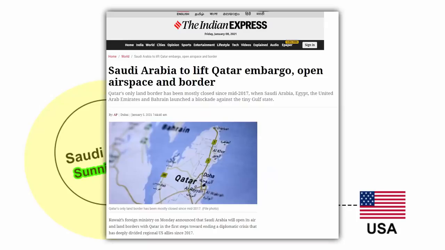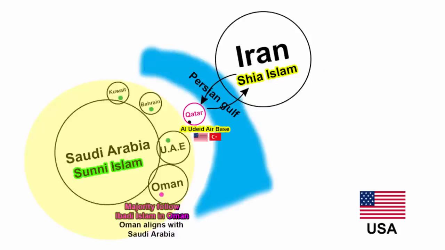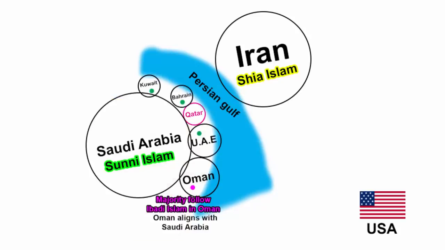And now we have also seen in the news that Saudi Arabia has reopened its airspace and borders to Qatar, which was blocked since 2017. It is said that the reason behind lifting this embargo is due to the fact that the Gulf countries believe that there has to be unity among the Gulf countries, which includes Qatar, for isolating United States' enemy Iran.